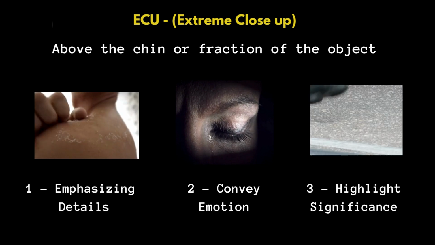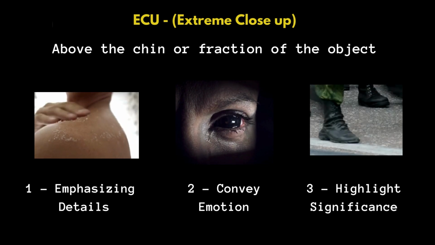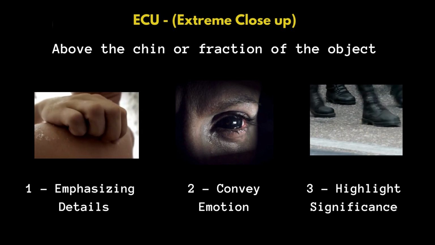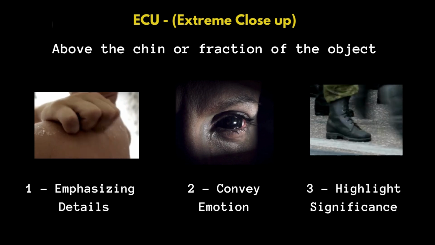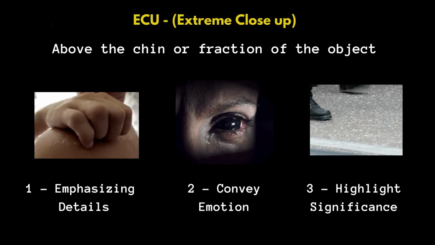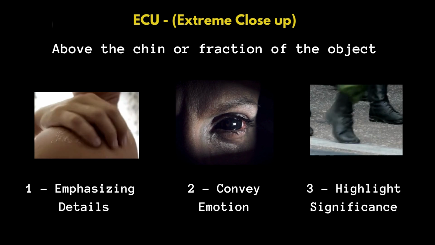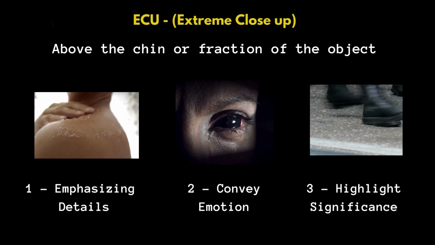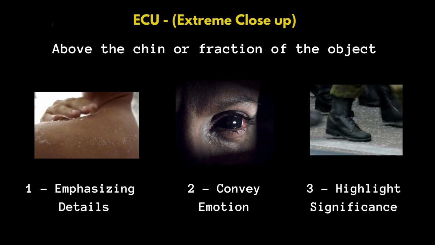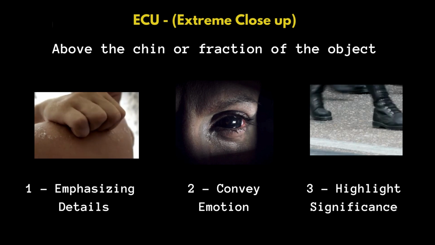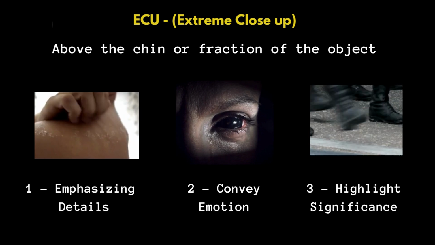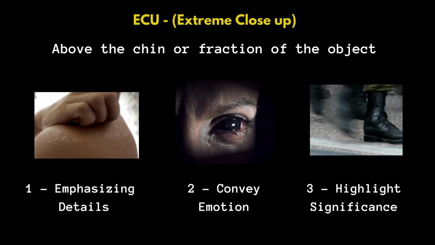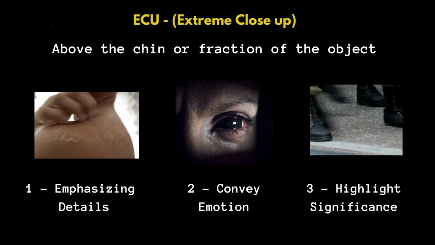Now, these are usually shots that are above the chin or a fraction of a body part or object. And they usually have three purposes. Now, the first one we're going to talk about is to emphasize details. Now, in this example, the viewer's attention goes to the peeling shoulder. The reason this might be emphasized would be because maybe in the shot before, the wife told the husband to put on sunscreen and he didn't. So now he's got a sunburn and he's peeling, and the director wants to show that detail. So he goes in for an ECU of the peeling shoulder.